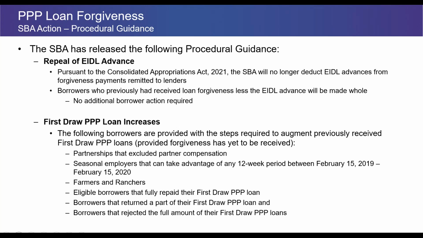Seasonal employers are now eligible to take advantage of any 12-week period between February 15th, 2019 and February 15th, 2020. Before, it was limited to only certain dates, as for farmers and ranchers. And then you see here three criteria for borrowers that fully repaid their first draw PPP loan because they may not have thought they were eligible, returned a part, or rejected it. So if you went through that and ultimately found that you were indeed eligible, there are means for you to go back and get your first draw loan.